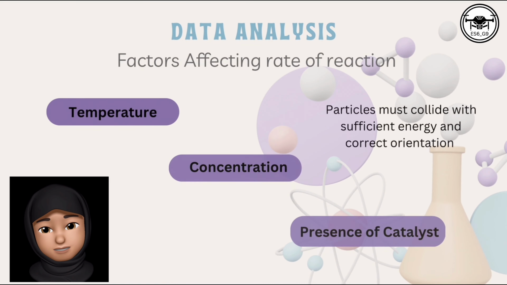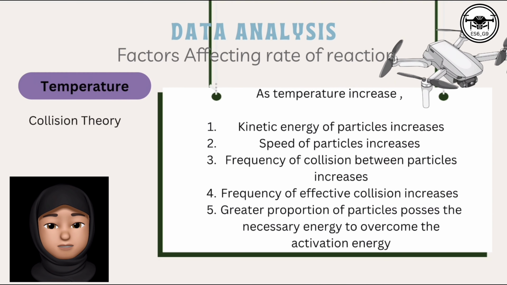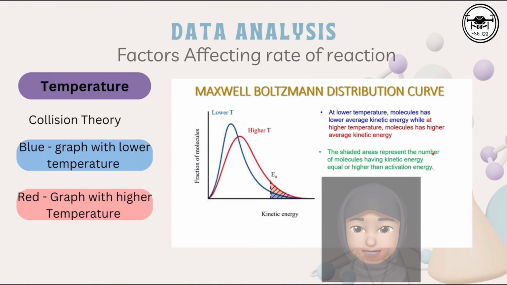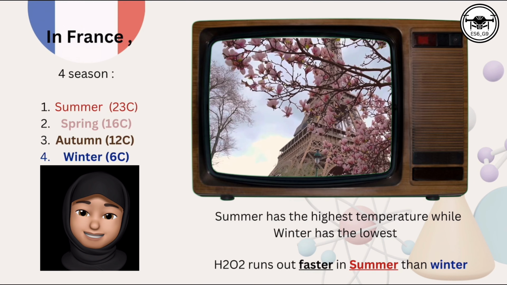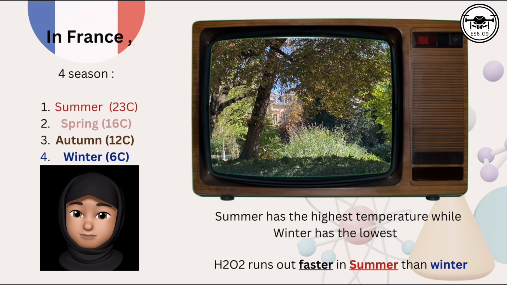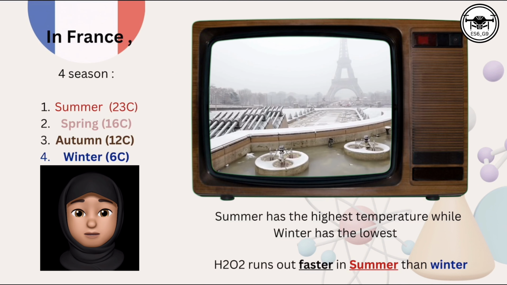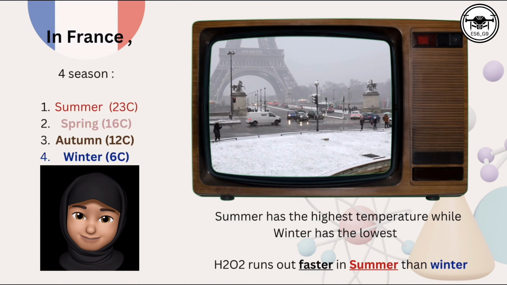before we go straight into the calculations, let us dive a bit into the factors affecting the rate of decomposition of H₂O₂. This could be illustrated using Maxwell-Boltzmann distribution curve. In this research, which is based on France, we have 4 different seasons, and the rate of decomposition of hydrogen peroxide will be higher in summer. Hydrogen peroxide will run out faster in summer than in all of the other seasons.